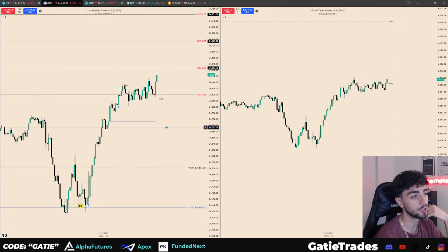If someone shorted that inversion, I think that's a really bad trade personally, but it's not the worst trade to be honest. No, it's not the worst trade. But I'm just waiting for price to go down so I can go long.